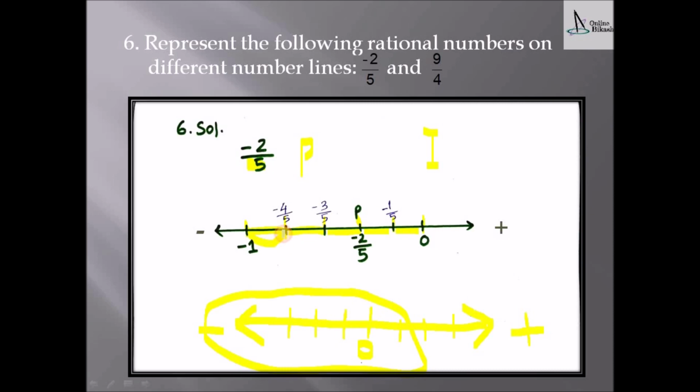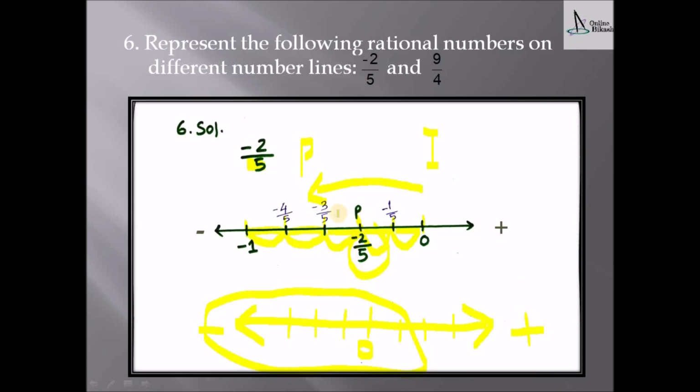This is 1 part, this is 2 part, this is 3 part, this is 4 part, and this is 5 part. In these 5 parts, since it is negative, we will be going to this side. From 0 you have to go to that side. This is minus 1 by 5, this is minus 2 by 5. So minus 2 by 5, I have got this one, and this is my answer.